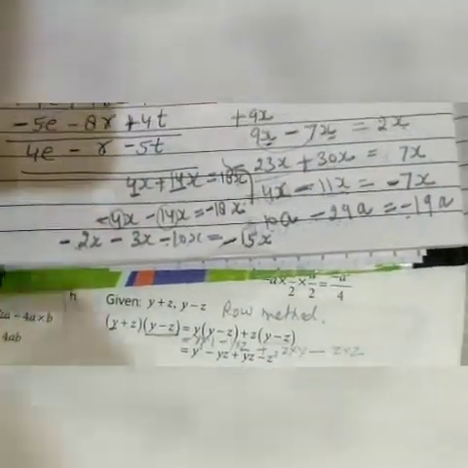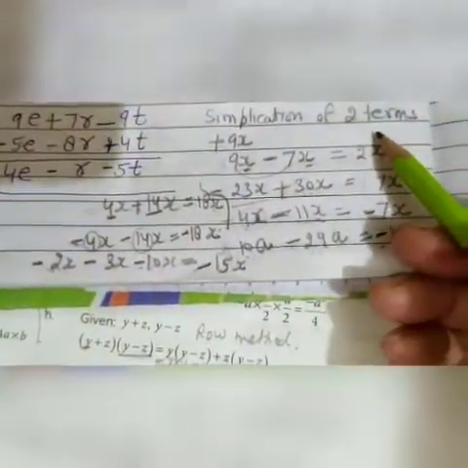This is the simplification of two terms or more than two terms. Now come to question number 3. See what our question is.